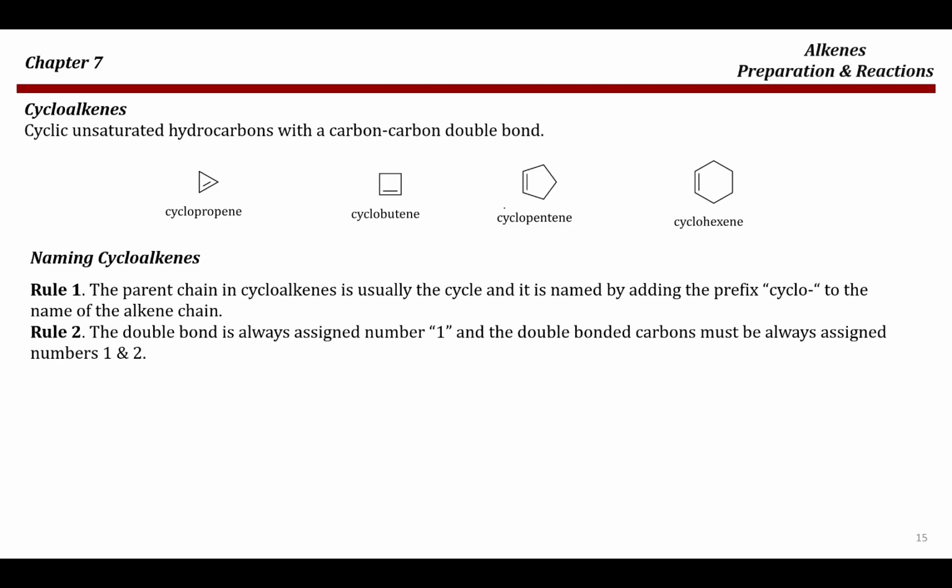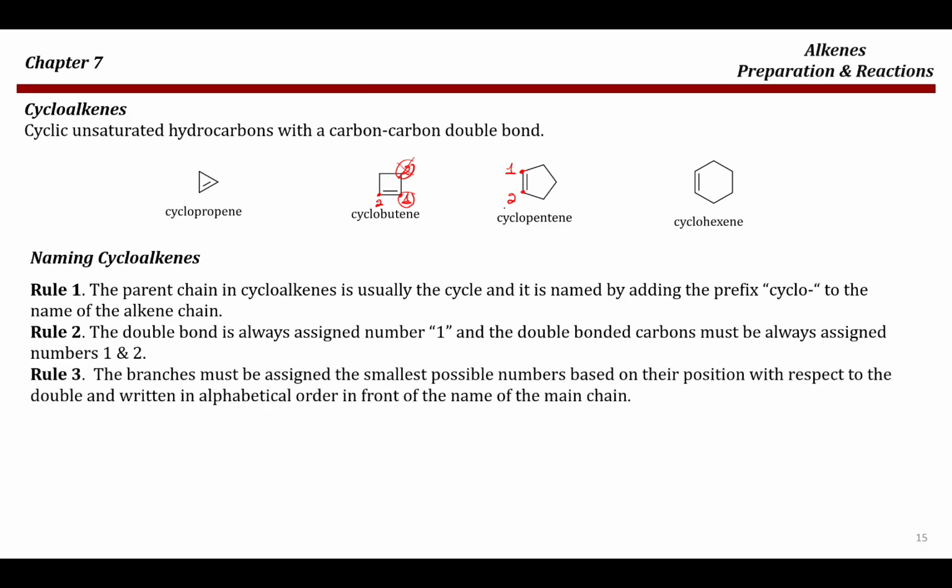And always make sure that the double bonded carbons are always 1 and 2, as we will see later on in naming. So if you assume that this is carbon number 1, then this should be number 2. And if you assume this is going to be number 1, then this should be 2. So you cannot say that this is carbon number 1 in the compound and then this is going to be number 2. It doesn't work in this way. So in cycloalkenes, the double bonded carbons are always at positions 1 and 2.